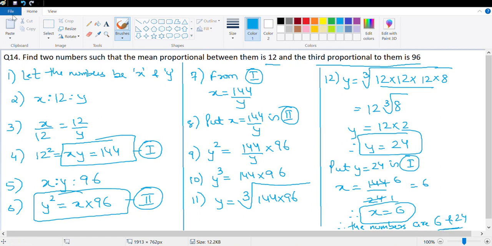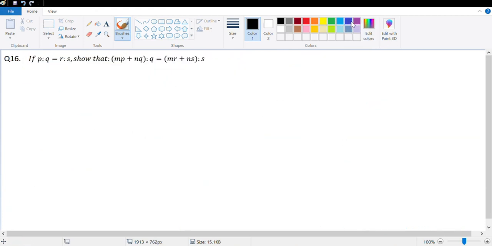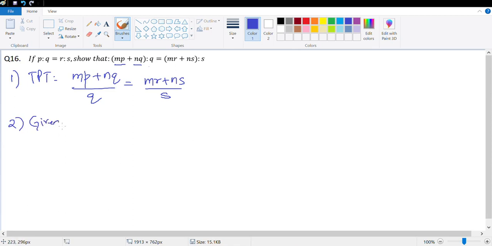The next one that we are doing is question number 16. Question number 16 says, if P is to Q is equal to R is to S, show that MP plus NQ upon Q is equal to MR plus NS upon S. So what's to prove is MP plus NQ upon Q is equal to MR plus NS upon S. And what's given is P upon Q is equal to R upon S.